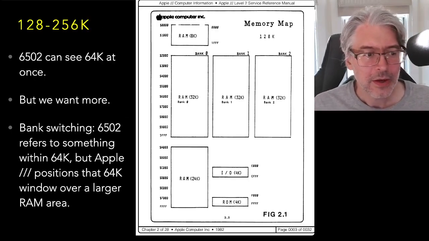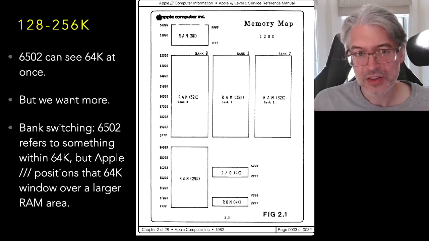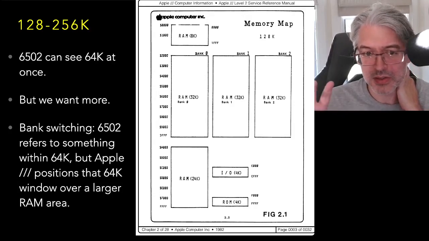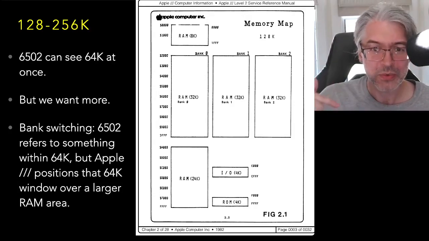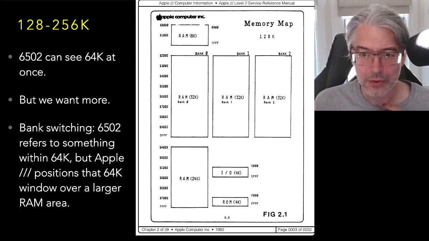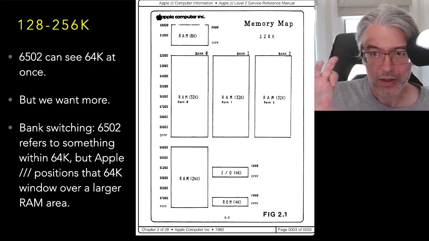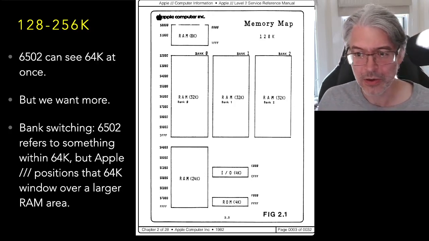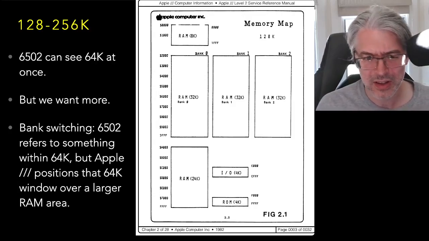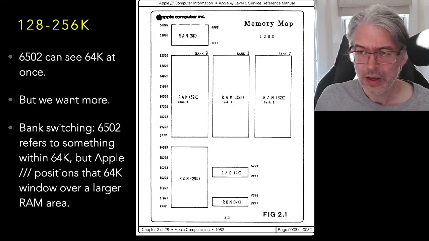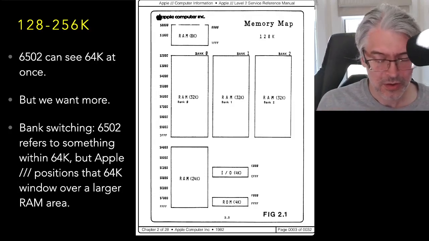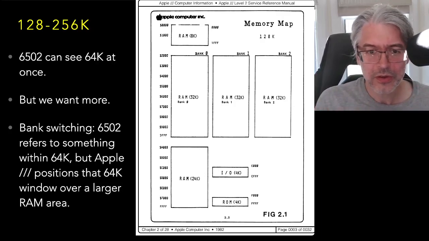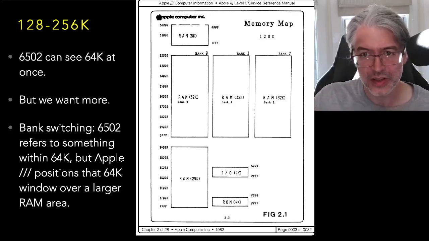Okay, here's the memory layout. So the 6502 can see 64K at once, but the Apple III has more space than that. And the way it handles that is that there's a region in the middle that's bank switched. So from 2000 to A000 is 32K that can be any of a number of different banks. How many different banks depends on how much memory you have. So 128K has, I think, 3, and 256 has more, 4 or 5, something like that. Anyway, that's how it addresses the more memory.